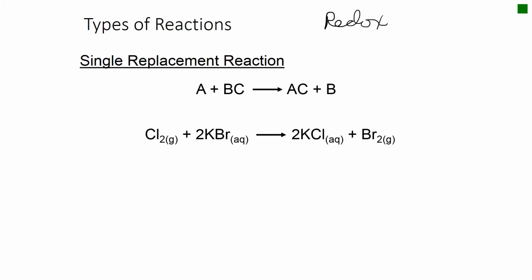Notice that both chlorine and bromine are in group 7. So there's a special name for this single replacement reaction. You don't need to know it, I'm just sharing it. It's called halogen displacement.